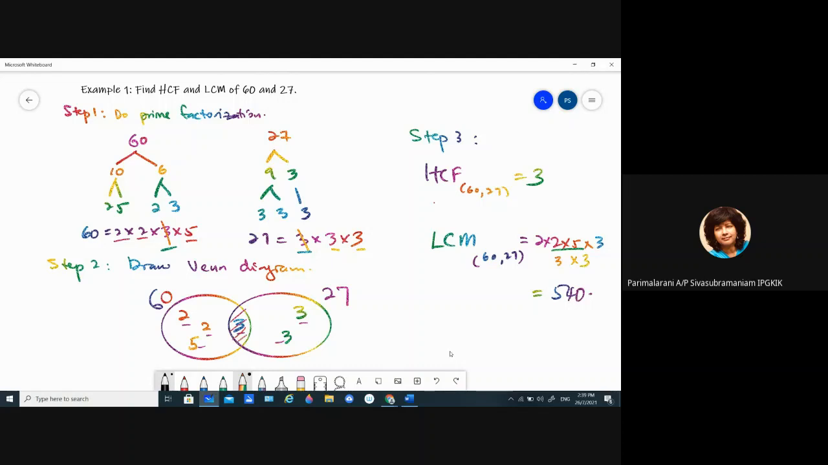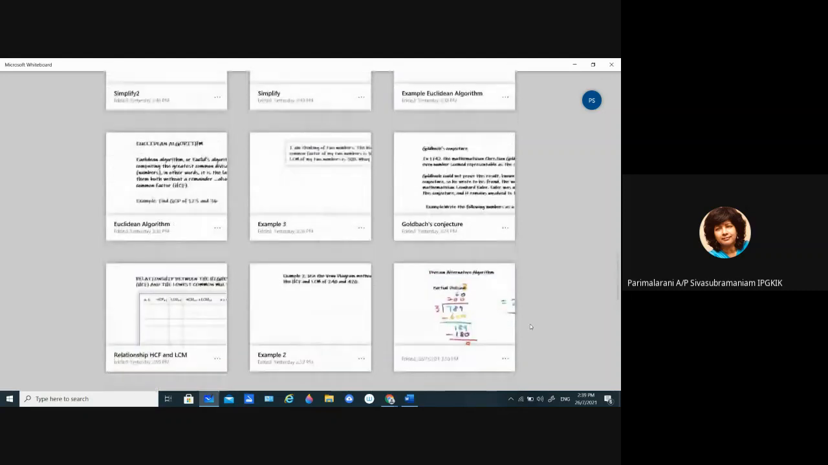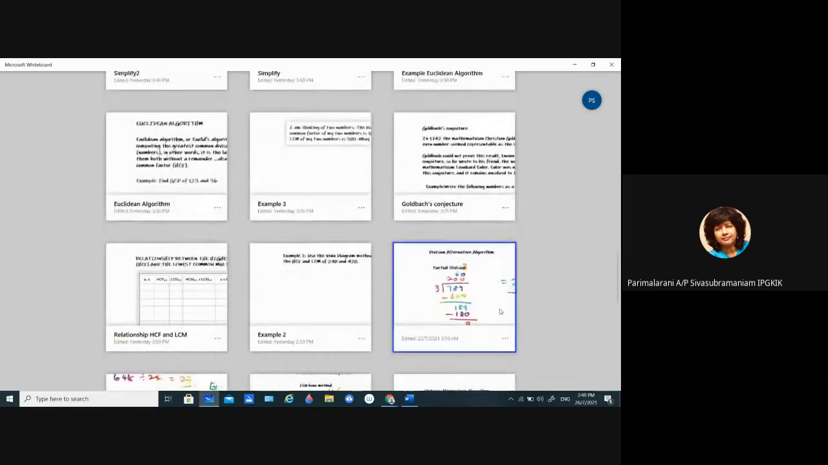Okay, so this is how we use prime factorization and Venn diagram to find HCF and LCM. Any questions? Okay, let's do one more example.